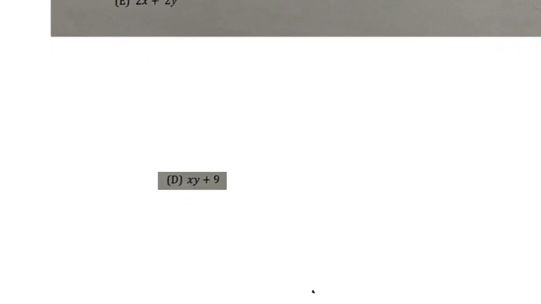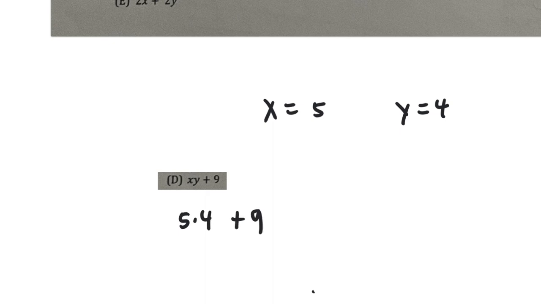Looking at answer choice D, so once again, keeping in mind that x is equal to 5, and we're going to call y 4. So we're looking at 5 times 4 plus 9 there. So that's 20 plus 9, that's 29. Is that divisible by 9? No, it's not. So obviously the answer has to be E, okay?